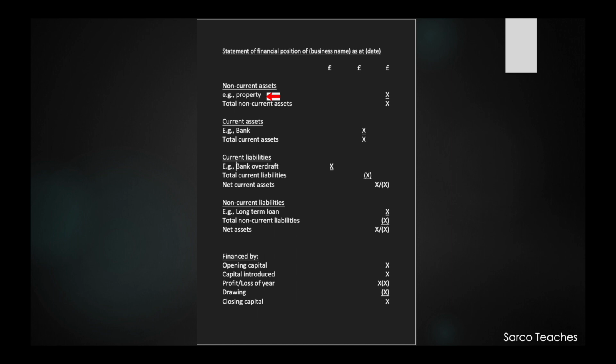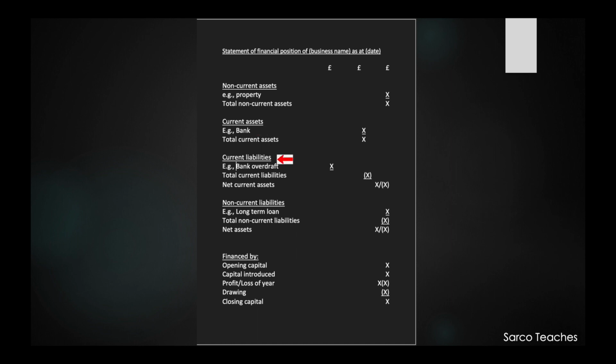I'll put an example down, such as property. After you've listed all your non-current assets, you must total them up. Then we have current assets. You do the same process as you did for non-current assets, but this time you only write the current assets. I've given an example, bank.